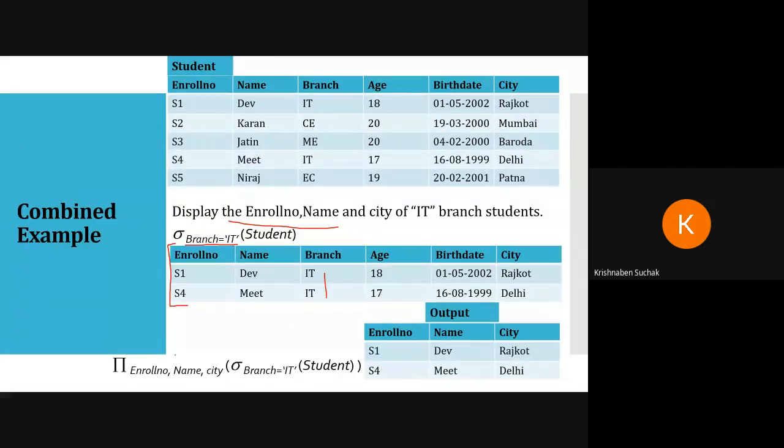Now we are also applying the projection operation. In the projection operation, we are going to display only enrollment number, name and city.